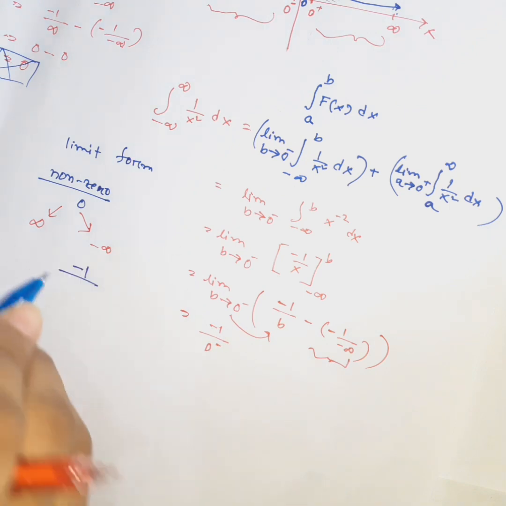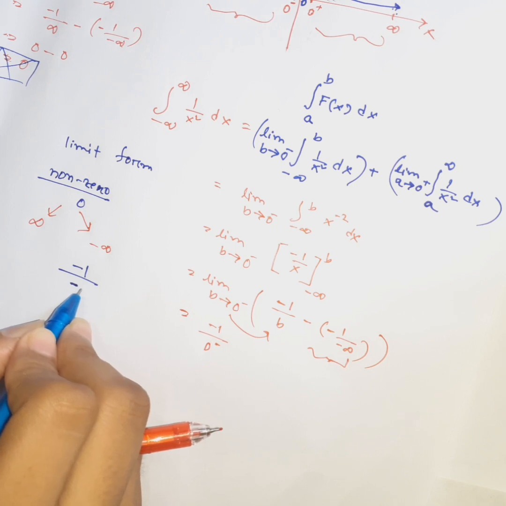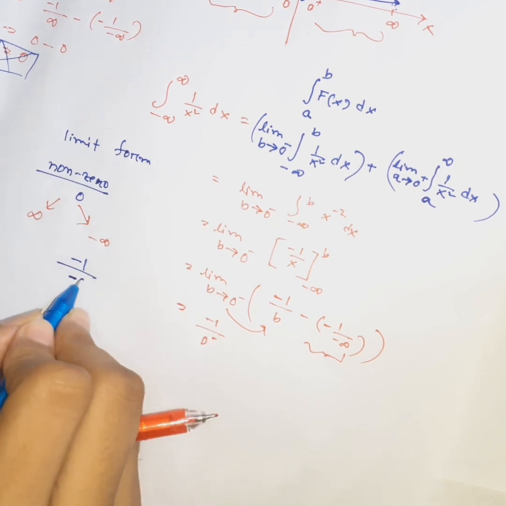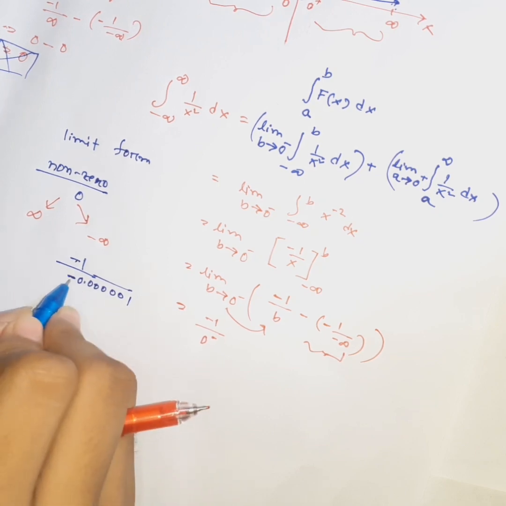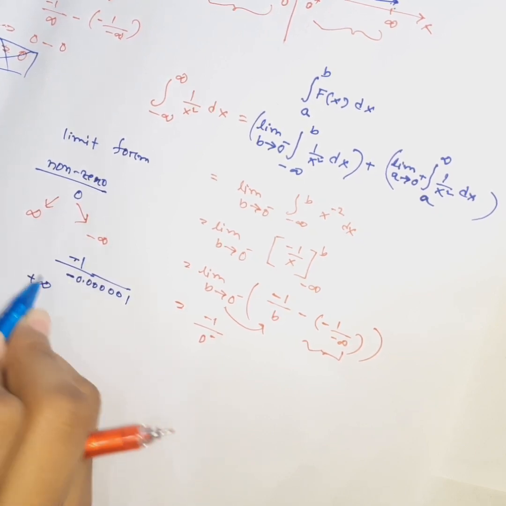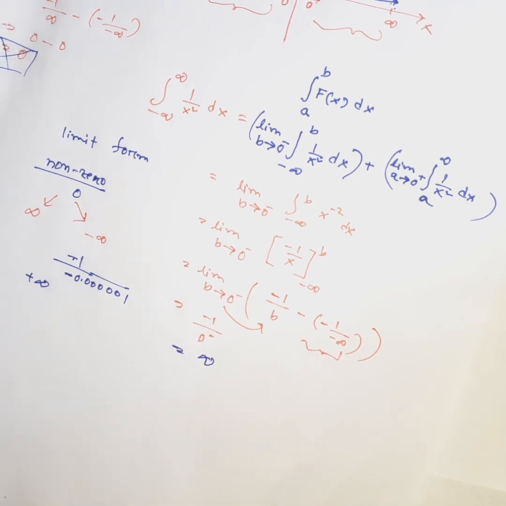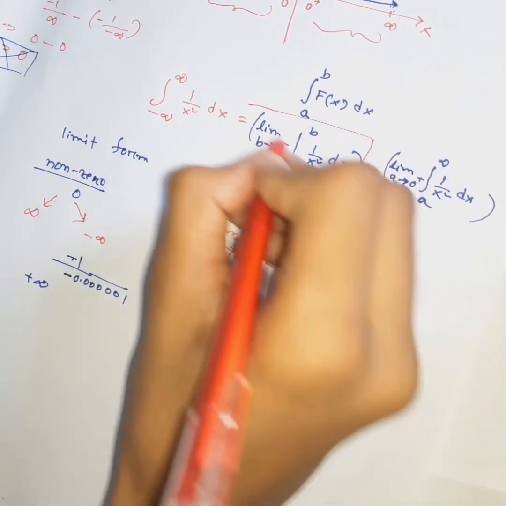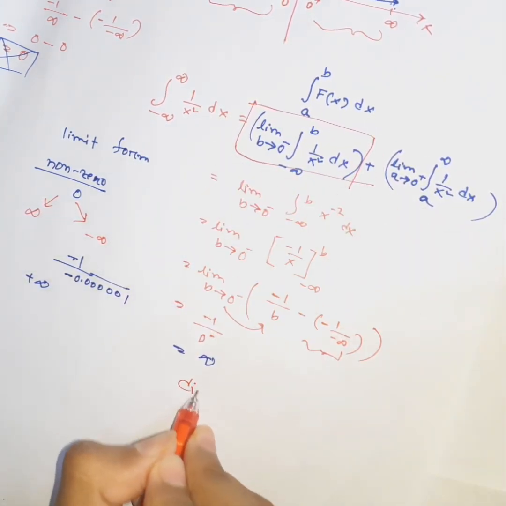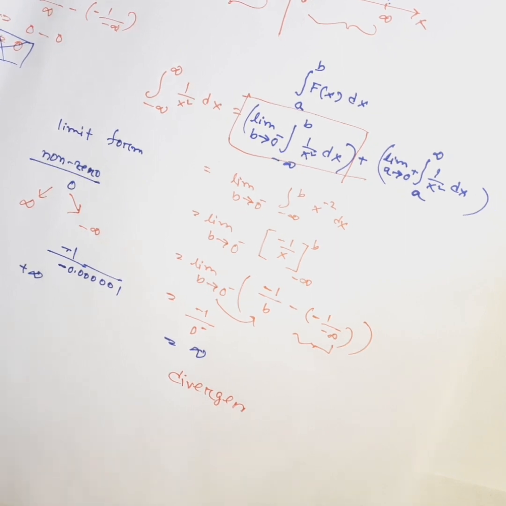The number is less than 0, that means the number is negative, and here a negative number that is very close to 0, suppose this is negative 0.000001. Now negative over negative, that is positive, so here this is equal to positive infinity. Now what does that mean? That means that this thing diverges. Diverges means that we won't get any particular value.